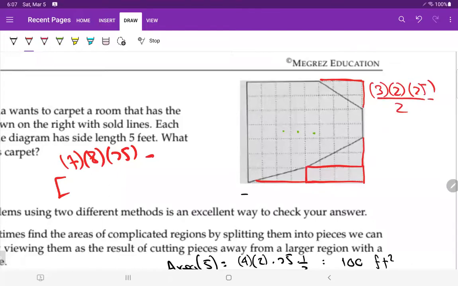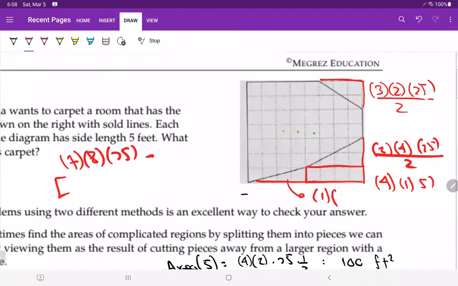Triangle, sorry. This one, 2 times 1, 2, 3, 4 times 25 over 2. This one, 1, 2, 3, 4, 4 times 5 times 1 times 5. Okay. And this one is 1 times 3 times 5 over 2. Anyway, you should get the same answer.